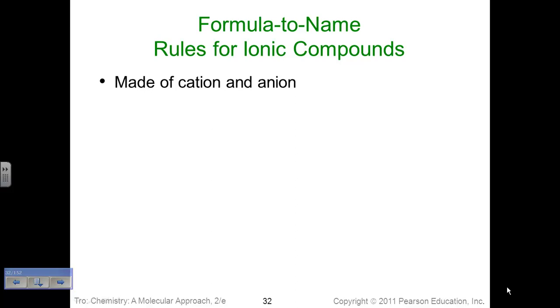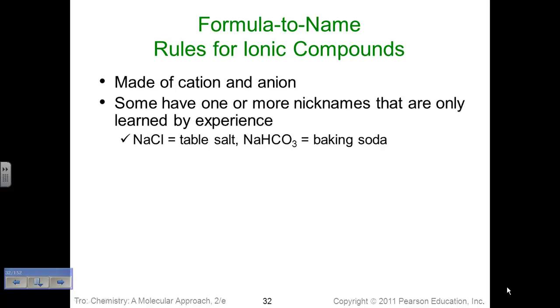When we are given names and writing formulas, we crisscross charges. What about formula to name rules? Going the opposite pattern. I've been practicing all along with that, but here's the actual formal part of the lesson on how to look at a formula and go about naming it. We understand that ionic compounds have a special set of rules. They'll be different from molecular compounds based on the kinds of elements that we find inside of its structure.